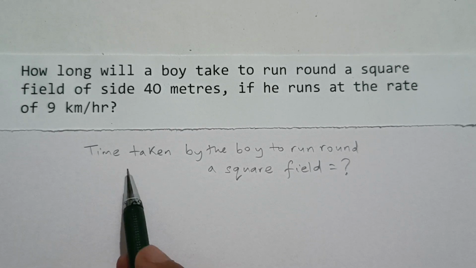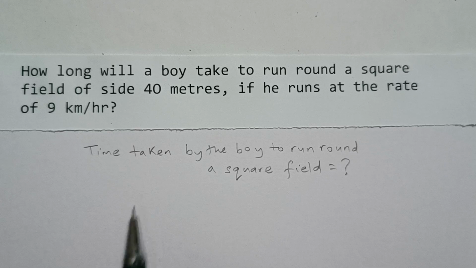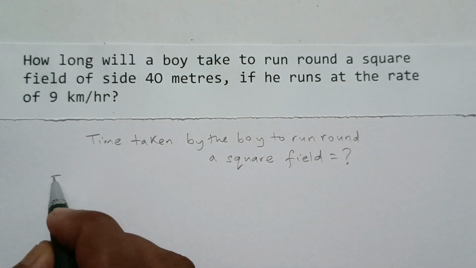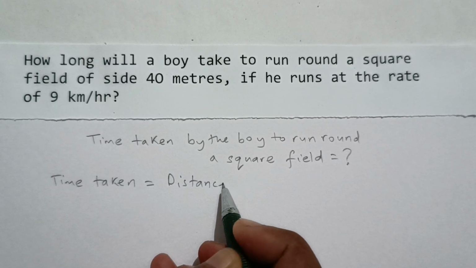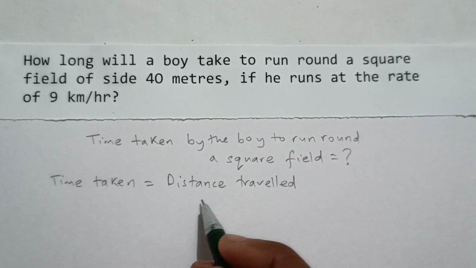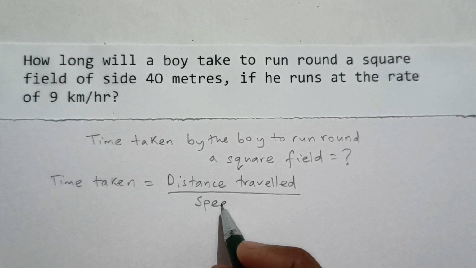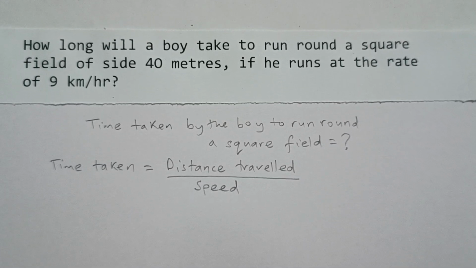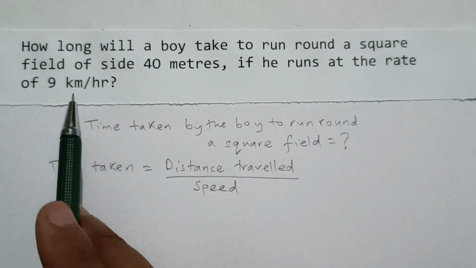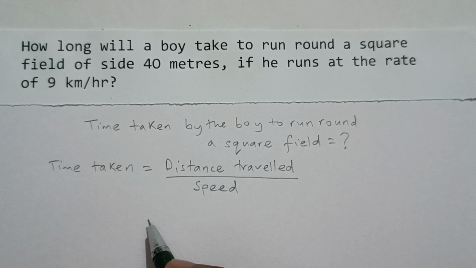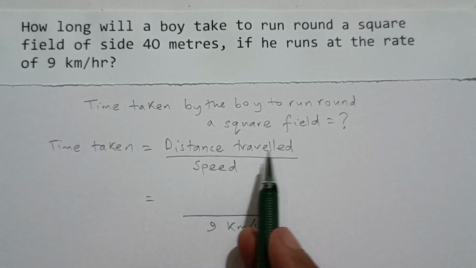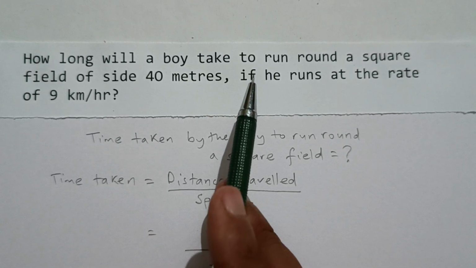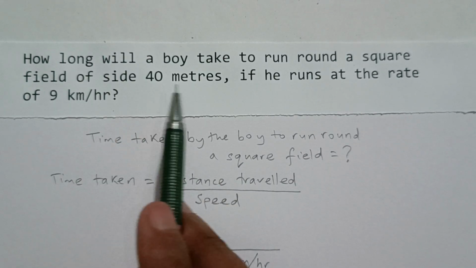Now we know that time taken is distance traveled divided by the speed. So time taken is equal to distance traveled divided by the speed. So here, the speed of the boy is 9 kilometers per hour. So speed is 9 kilometers per hour. And what is the distance traveled? So the boy is running round a square field whose side is 40 meters.